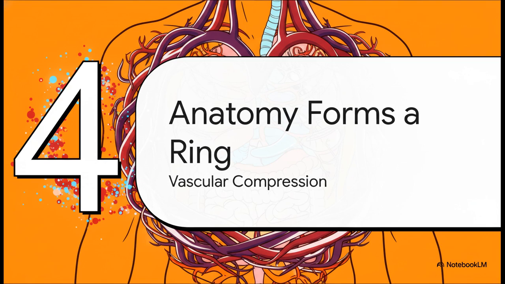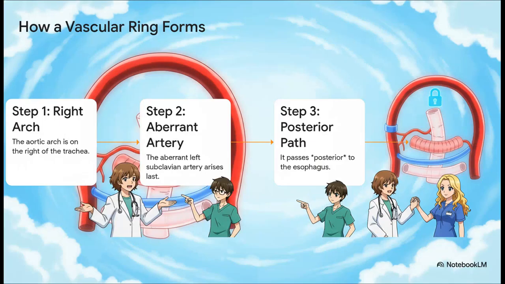These rogue arteries can actually form a complete ring, a vascular ring, that wraps around and squeezes the trachea and the esophagus. Let's walk through how this ring gets built step by step. First, you've got the aortic arch hanging out on the right side of the trachea. Next, that aberrant left subclavian artery comes off as the very last branch. Now, to get all the way over to the left arm, it has to swing around, passing behind the esophagus.